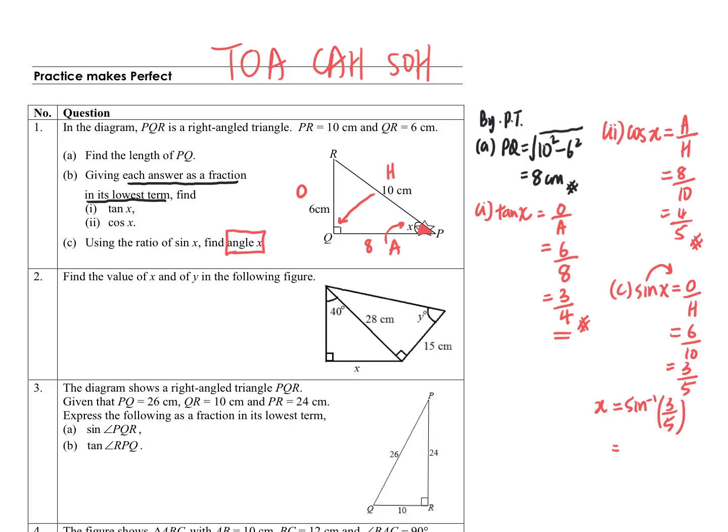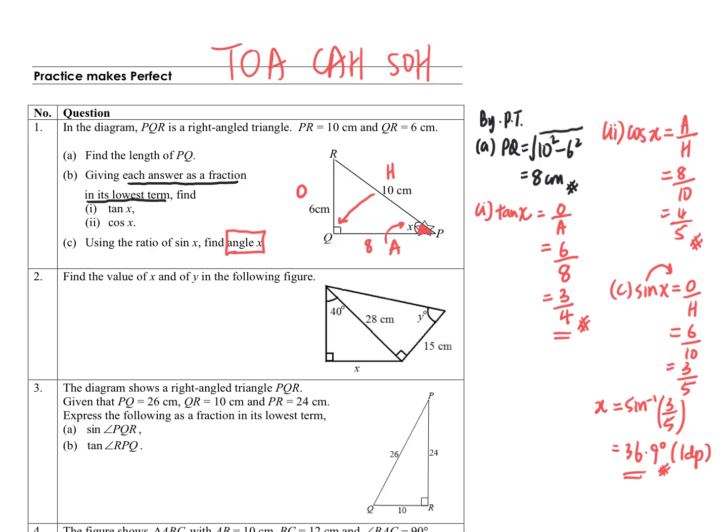What is the angle that you get? Leave to 1 dp. Angle is always 1 dp. Yeah, 36.9. Okay, 1 dp. So angles answer accuracy to 1 dp.